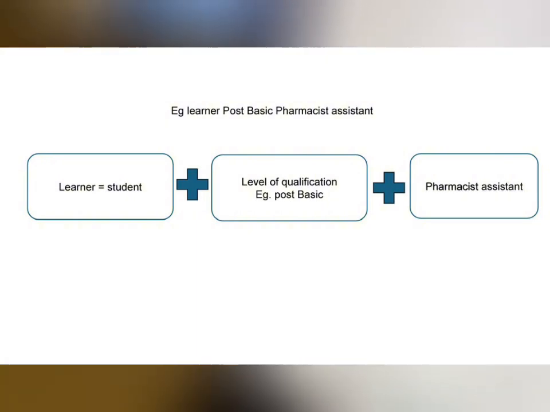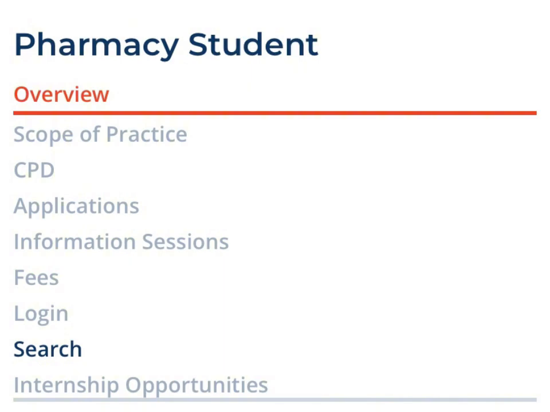A learner post-basic pharmacist assistant is allowed to practice fully under the scope of practice of a basic assistant, but for the purpose of education and training they are allowed to practice under the scope of practice of a qualified post-basic pharmacist assistant under the direct supervision of a pharmacist. I've already gone through the scope of practice of a qualified post-basic pharmacist assistant in my previous video. Now let's discuss the scope of practice of a student pharmacist, an intern, and then a community service pharmacist.